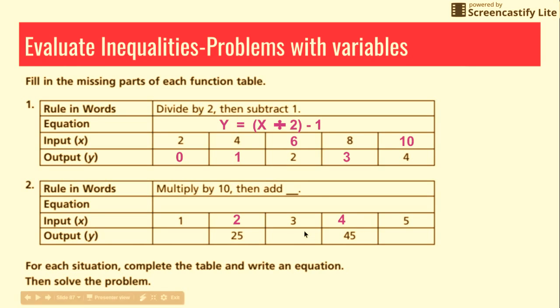So if I take 1 times 10, I get 10, plus 5 is 15. 3 times 10 is 30, plus 5 is 35. And then 5 times 10 is 50, plus 5 is 55. Now I just need to write that as an x y equation.